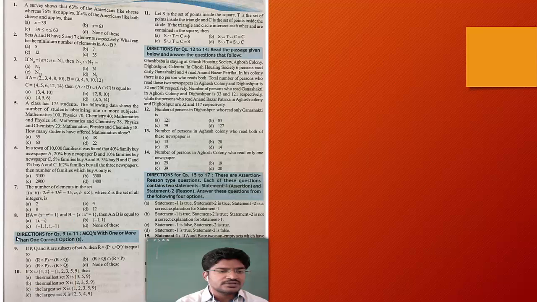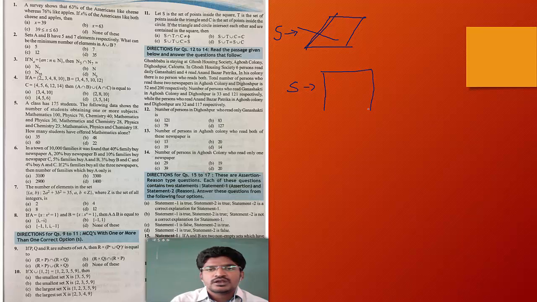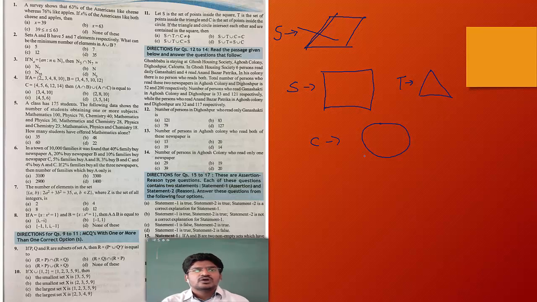So, it will be very easy. If we solve it by Venn diagram, it will be very easy. See here what happens. First, S is the set of what? Points inside the square. So, S be the points inside the square. Next, T be the set of points inside the triangle, no problem. C be the points inside the circle, this is also no problem. What are the conditions?